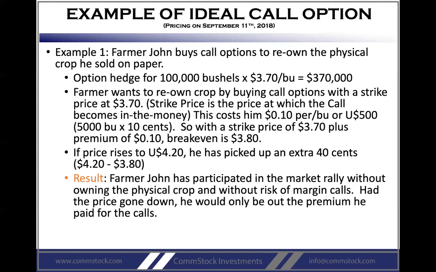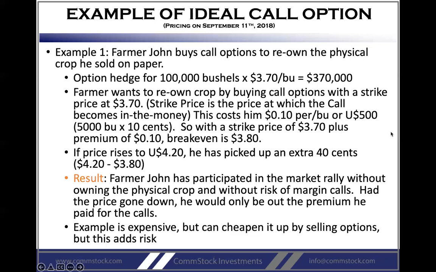And so the result of that is the farmer is participating in the market rally without actually owning any physical grain and without any margin calls. Had the price gone down, again, the only thing that would have happened is he just would have been out the premium that he paid for those call options, which in this example, at 10 cents a bushel, was $500 per contract.